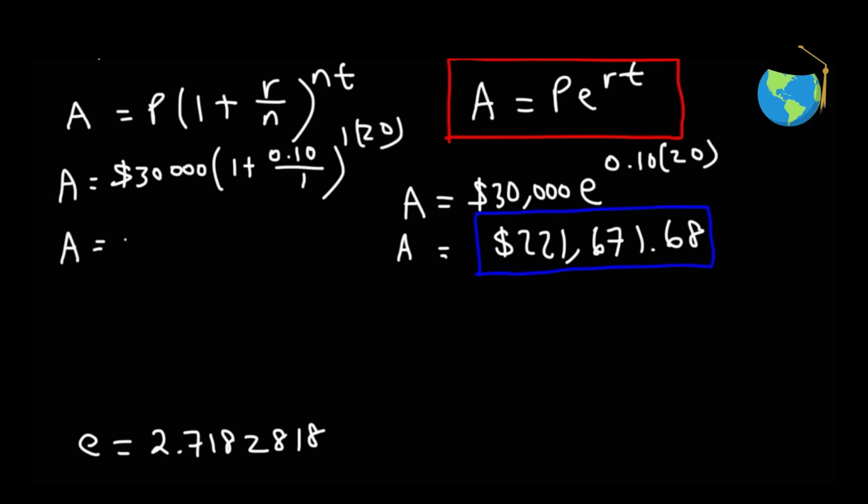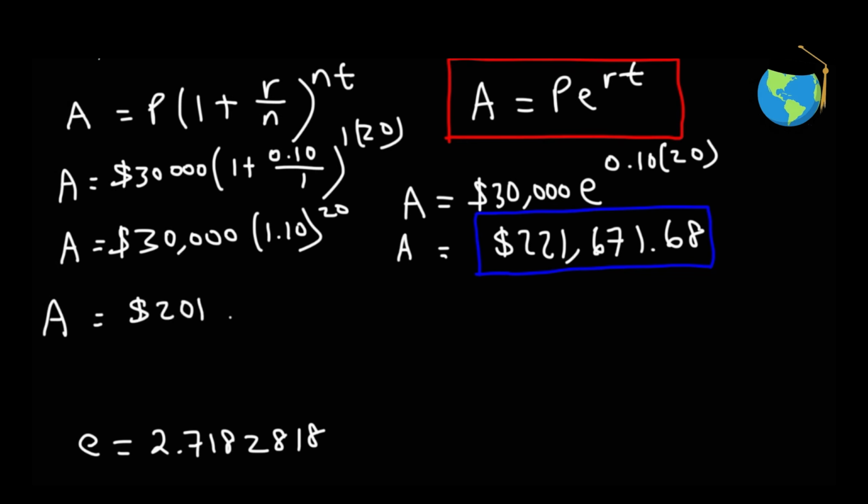So 1 plus 0.10 is 1.10. So it's going to be 30,000 times 1.10 raised to the 20th power. And the answer is going to be $201,825. So that's if the account receives interest once per year at 10%.